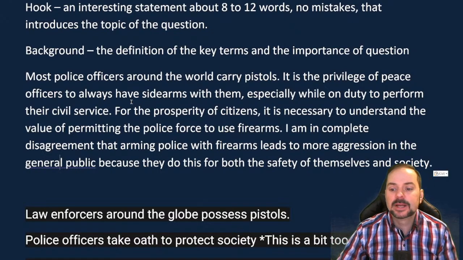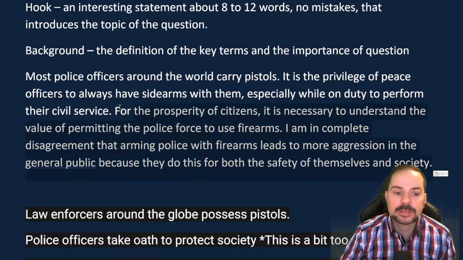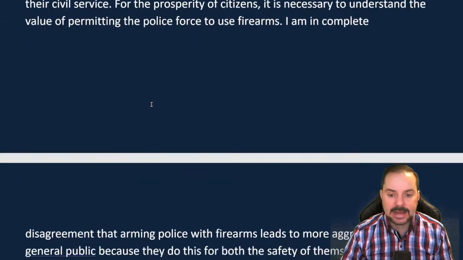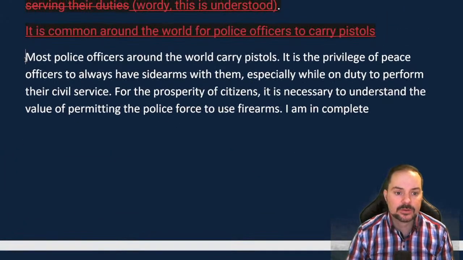Okay, so here is my introductory paragraph with all of the pieces together. And now I'm on the path to a good essay. Okay.